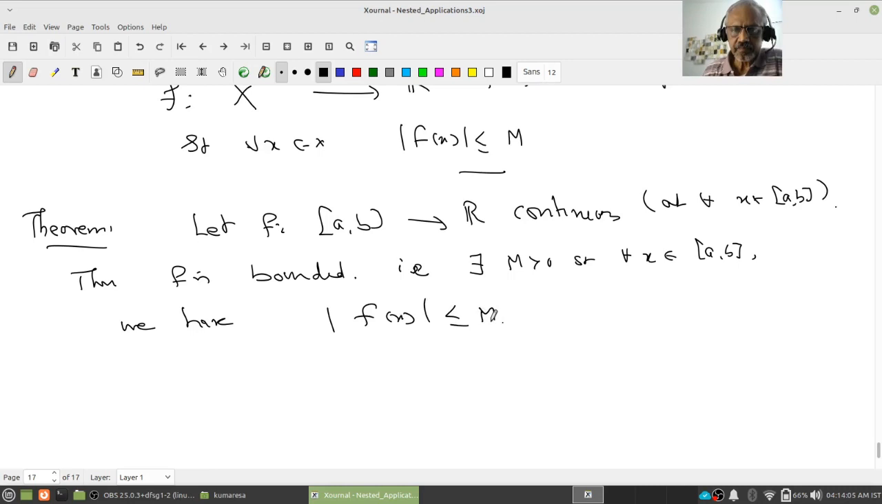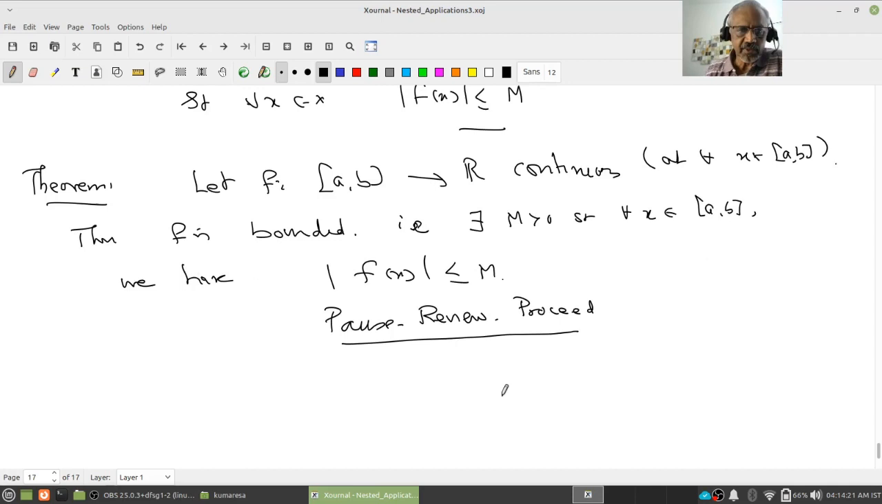So pause. If you are a beginner, pause, review, proceed. You should understand what is meant by a function being bounded. Next, what the theorem is about. This theorem is credited to Bolzano. Yesterday we saw Bolzano-Weierstrass theorem. This is the first mathematician in that name.